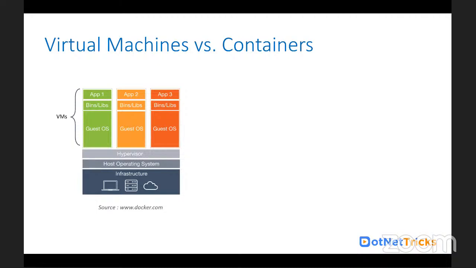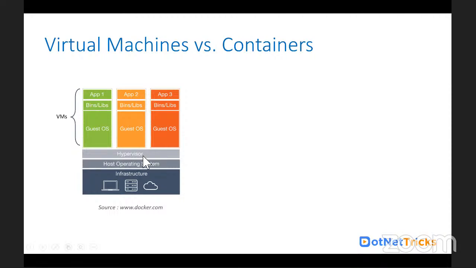Now first have a look at the virtual machine picture which I have taken from docker.com. Look at what infrastructure you are using. Let's say you are using infrastructure in the cloud, you might be using infrastructure on-prem, or it can be a laptop also, because for development purposes we use a laptop, and on the laptop, with the help of a hypervisor like Oracle VirtualBox, like VMware. So these are the hypervisors.